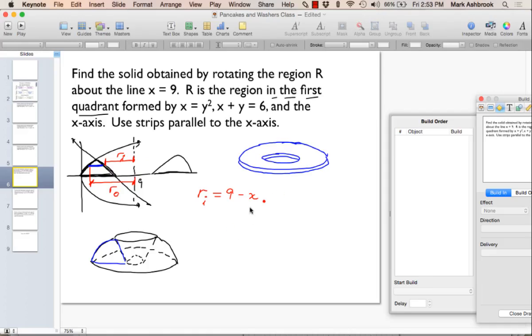And that's going to be from x plus y equals 6. Now the outer radius: is it an x, a y, a change in x or a change in y? It's another change in x. The final x value is 9. The initial x is the x again, but for a different curve. That's also x, but this time for x equals y squared.